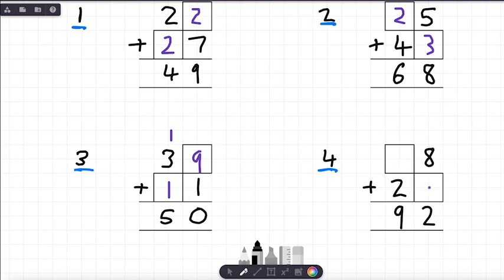Here we've got 8 plus something is 2. So again, this must be 8 plus 4 gives us the 12. 8 plus 4 is 12. 1 plus 2 is 3. We need another 6. So 1 plus 6 plus 2 gives us the 9 or the 90, giving us 92.